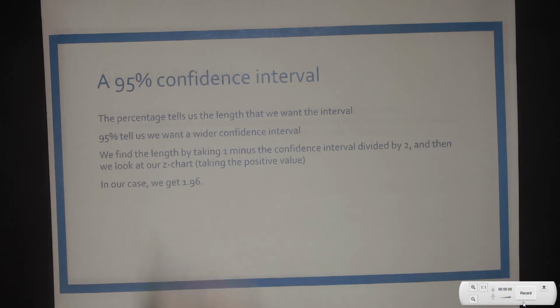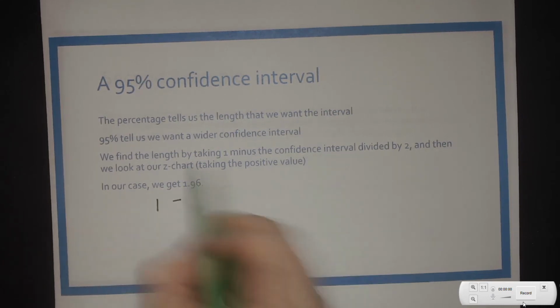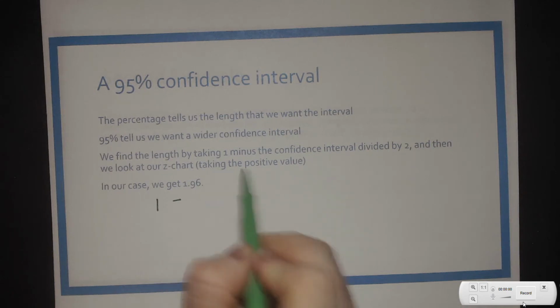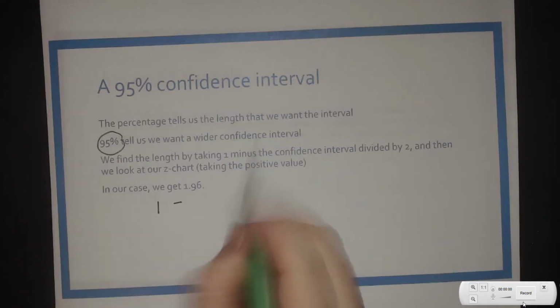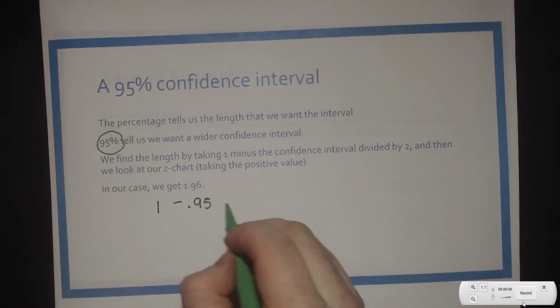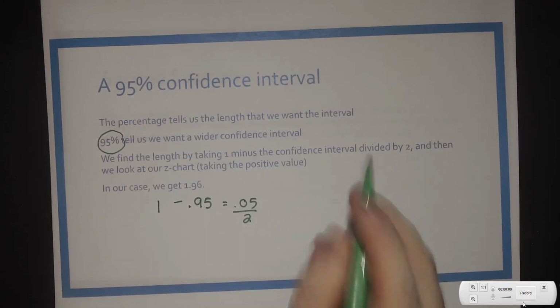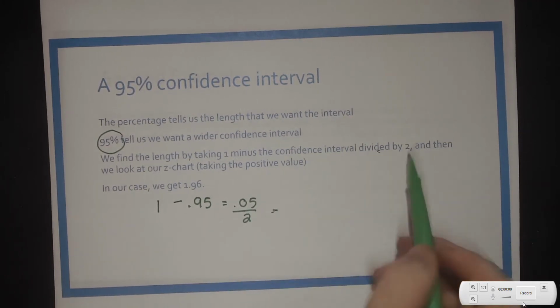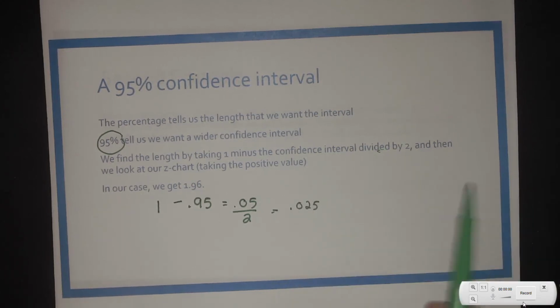So the way it works is this. To find the length, we take 1 minus the confidence level. So I have a 95% confidence interval right now. I'm going to do 1 minus 0.95, and that's going to give me 0.05. And I'm going to divide it by 2, and that's going to be 0.025. And then what I want to do is look at my z-chart to find a good match for this.